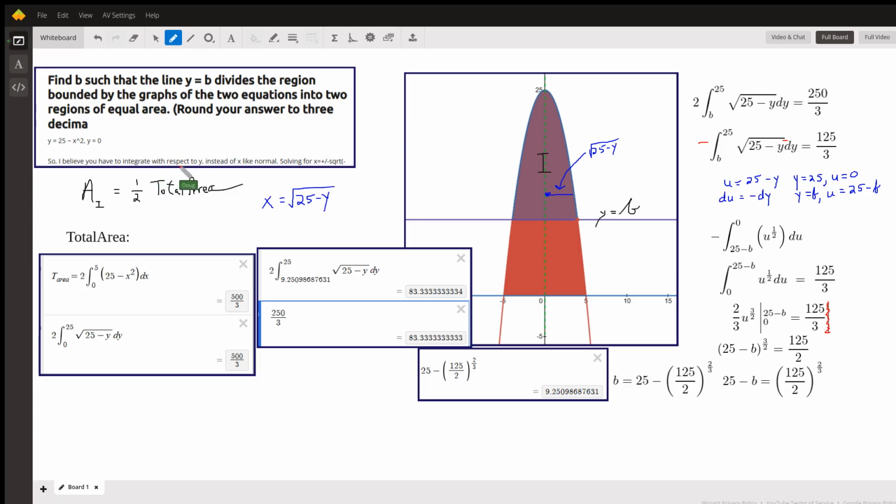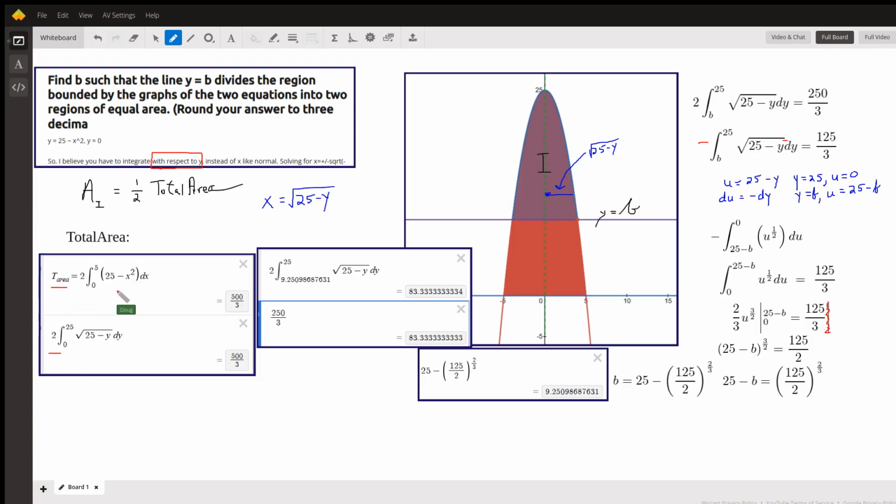Over here you said I believe I have to integrate with respect to y. You could actually do this with respect to x, but it gets really messy. So probably do want to do it with respect to y. You could compute the total area with respect to x or with respect to y.